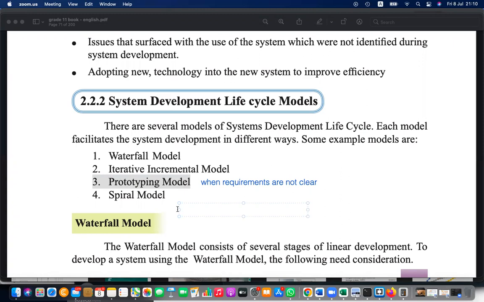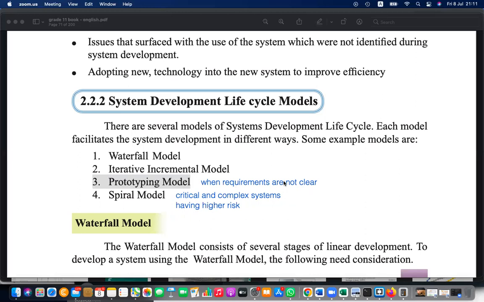And the spiral model is quite similar to the iterative model, but not the same. The spiral model is mainly focusing on risk reduction. For critical systems, the spiral model is very, very useful. So let me write it down. Critical and complex systems having higher risk can use the spiral model.